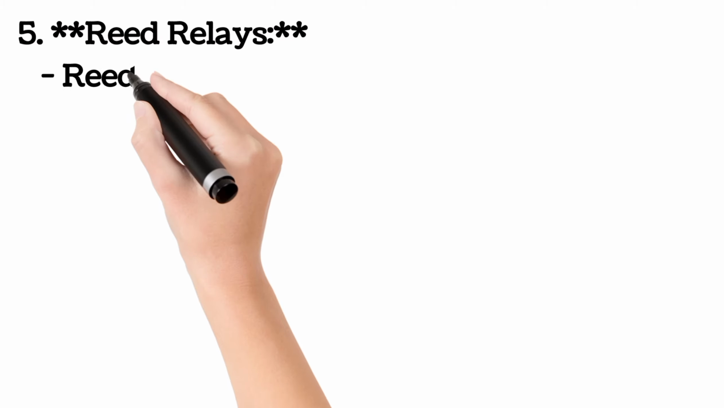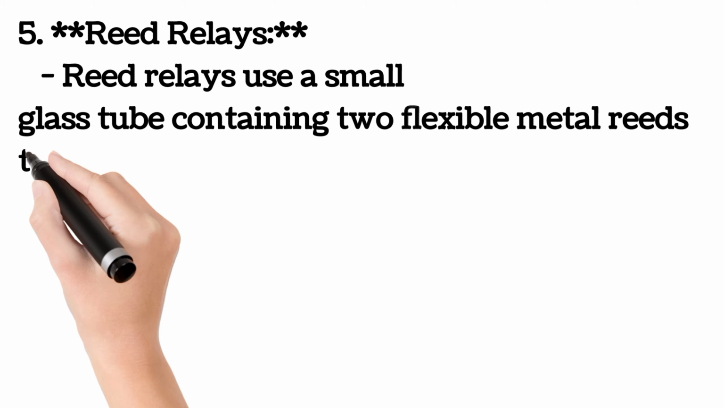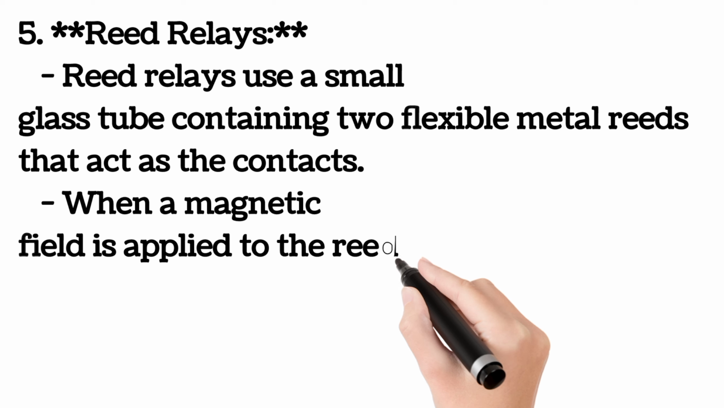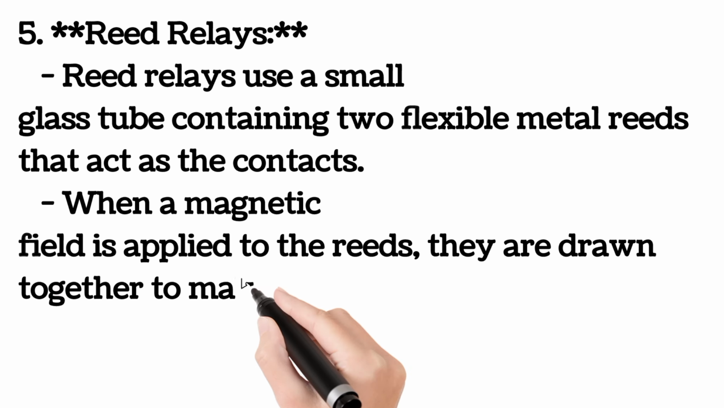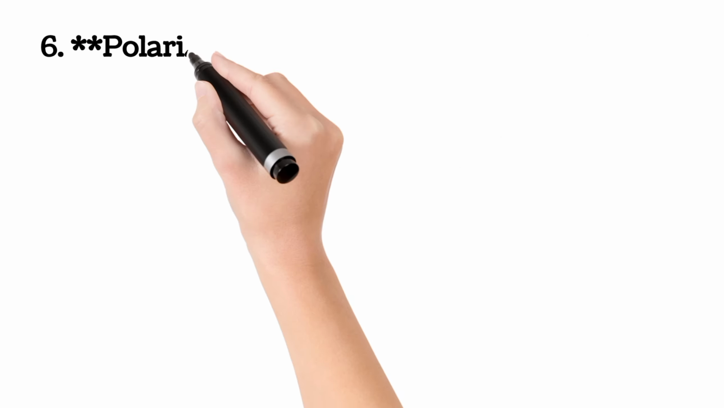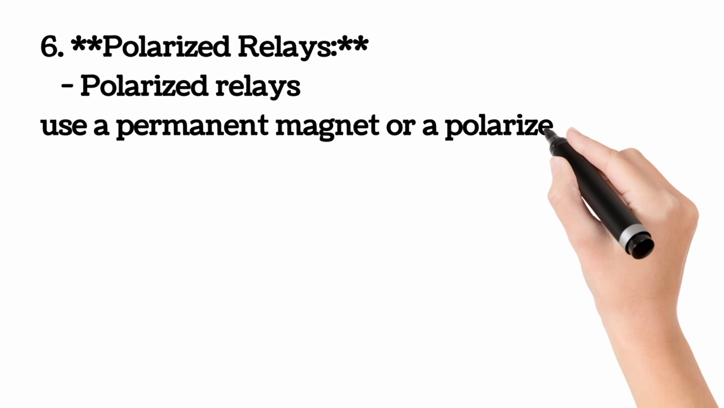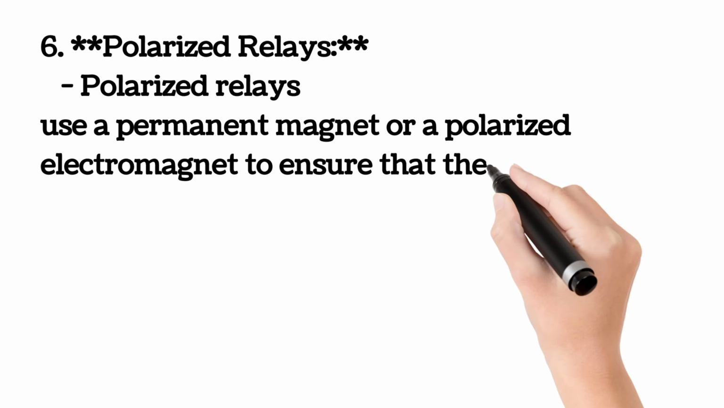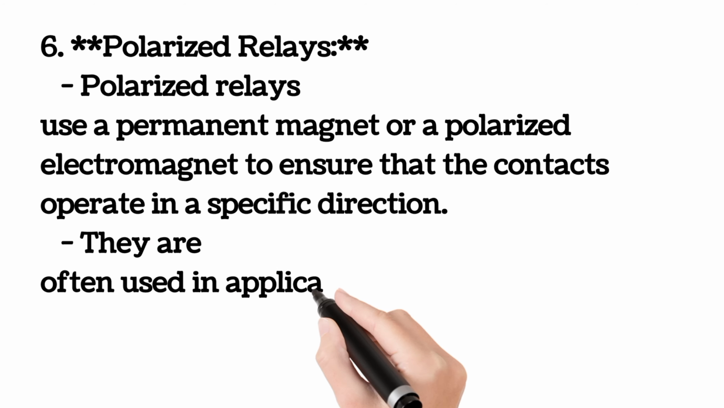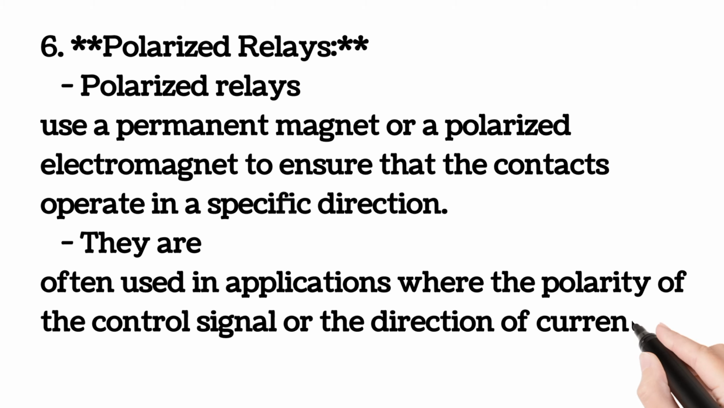5. Reed relays. Reed relays use a small glass tube containing two flexible metal reeds that act as the contacts. When a magnetic field is applied to the reeds, they are drawn together to make contact, completing the circuit. 6. Polarized relays. Polarized relays use a permanent magnet or a polarized electromagnet to ensure that the contacts operate in a specific direction. They are often used in applications where the polarity of the control signal or the direction of current flow is critical.